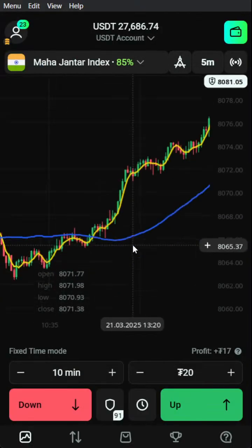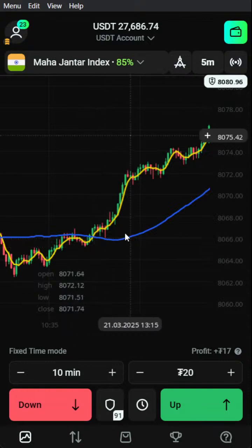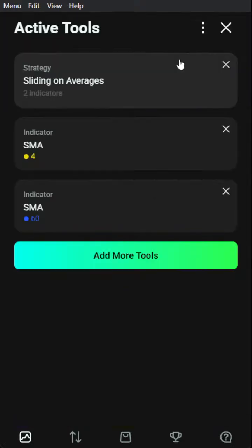For example, over here we see that the intersection did happen. We could have made a 2 to 3 minutes up trade. One SMA's value is 4, one SMA's value is 60. When the SMA 4 intersects the SMA 60, we will make a trade. Okay, I hope it's clear to you.